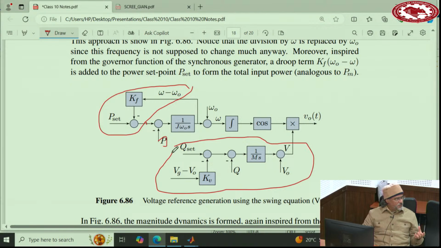So if you mimic the synchronous machine, you will get these equations. The only thing we did not consider in these equations is the damper windings of the synchronous machine. Like I said, that's the difficult part.